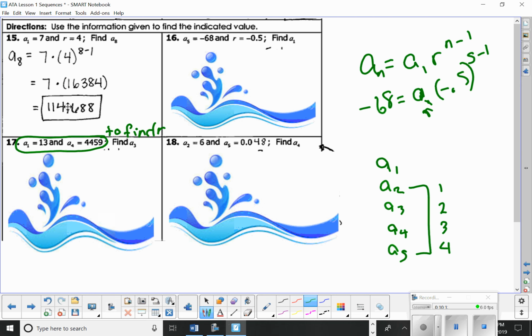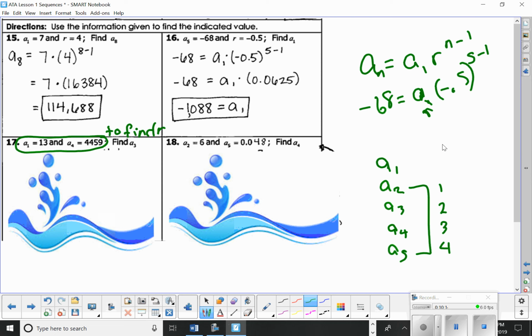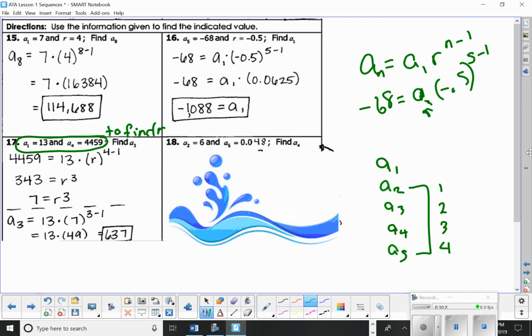This one, straightforward. This one, again, pretty straightforward. You just plug numbers in and solved. Now, 17 got a little bit crazier because we needed to use a sub 1 and a sub 4 to find r. Then we used the r to find a sub 3. So it was a two-step. Still wasn't crazy because r was straightforward, but a sub 3 had to do that extra step.